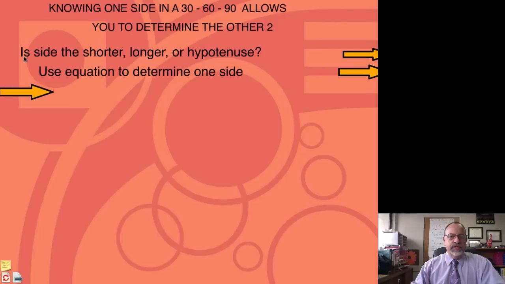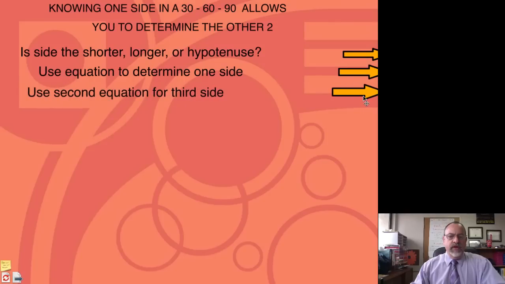So it's important to understand which leg you're working with, what information you've been given, and then based upon that, that's going to determine which equation you start with. And then once you've established the length of one of those sides, you use the equation to determine your length, and then you can use the other equation to determine the final length. Alright, so kind of a lot of information.